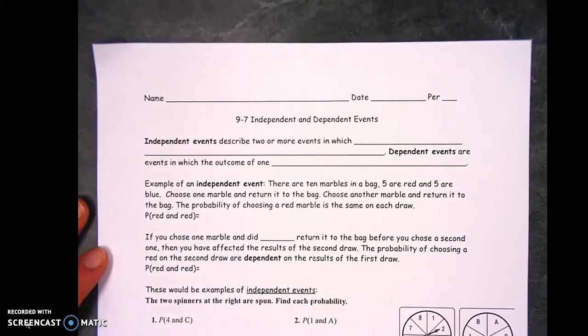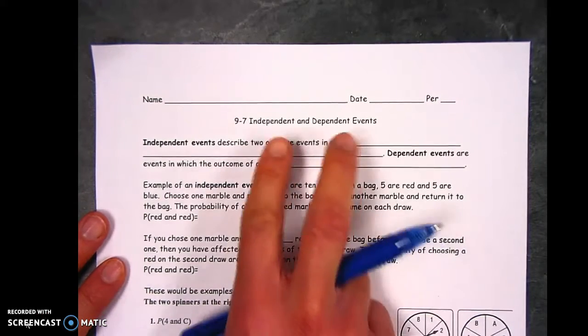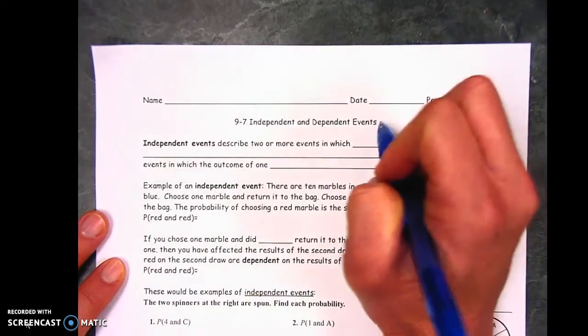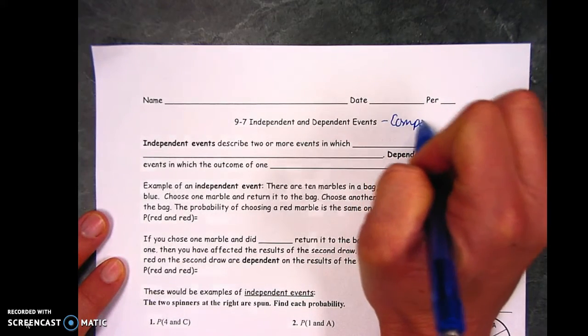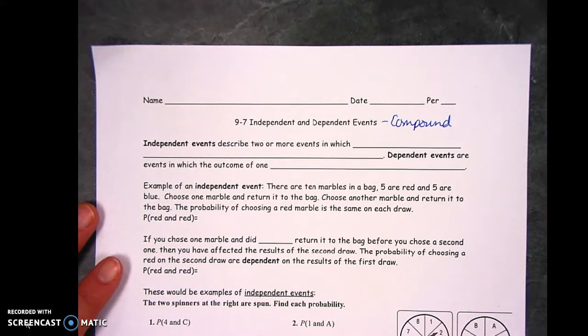So far we have talked about simple probability. We've talked about compound probability. What we're talking about today is another type of compound probability, meaning more than one event is happening. So this will just break it down a little bit more.